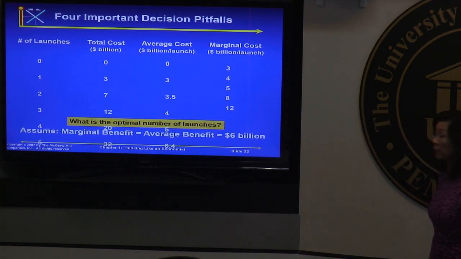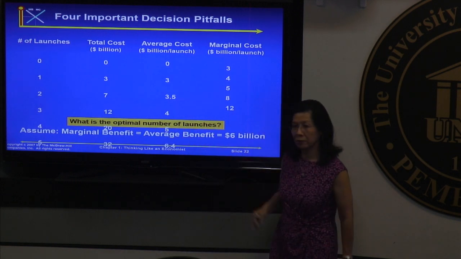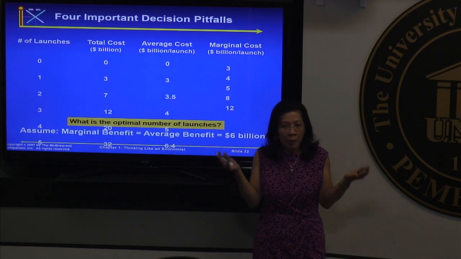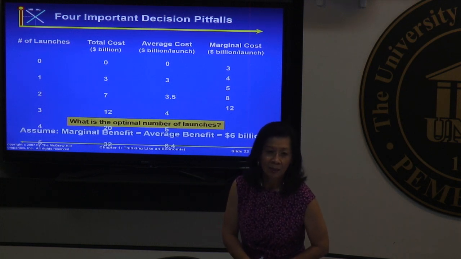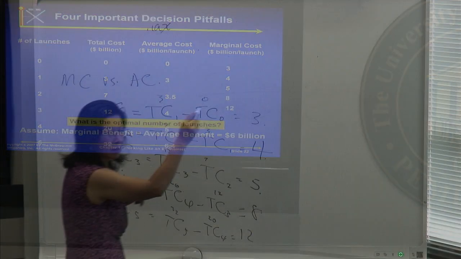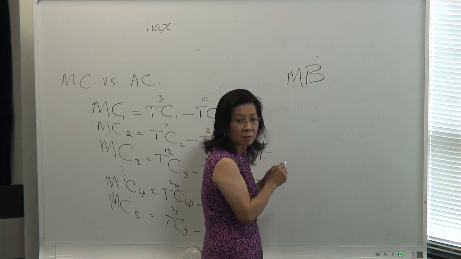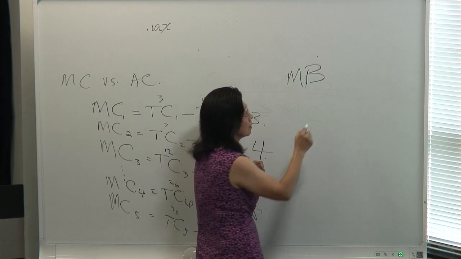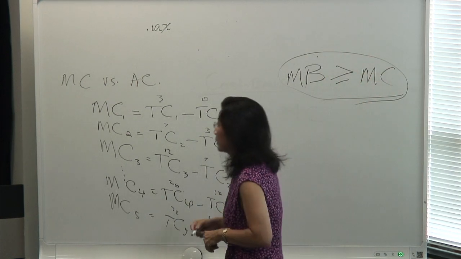So now, we haven't solved the problem yet. So far we're just explaining how to derive all the numbers, okay? So now let's solve the problem. We're asking the question, what is the optimal number of launches? And you say, whoa, what? So let's go back to the cost-benefit principle. What does it say? Again? Tyler, do you remember? Marginal benefit greater than or equal to marginal cost. So we're going to apply that.